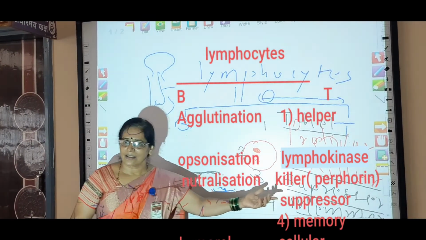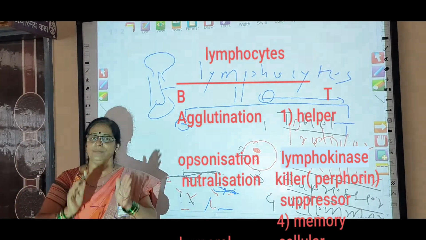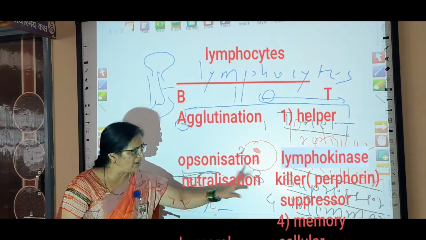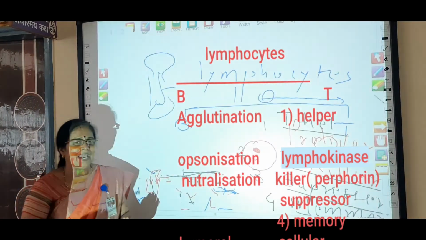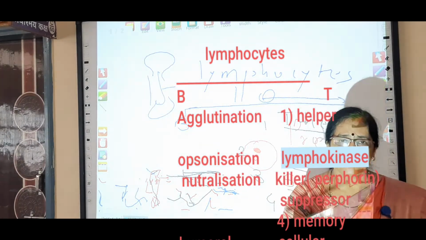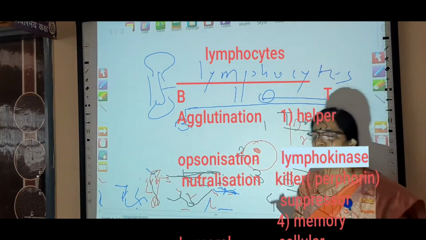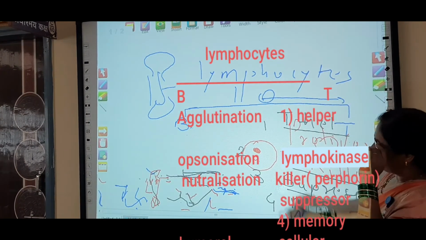Suppressor cells suppress our immune system during this process. That's why they are called the suppressor cells. And the memory cells mean whatever antibodies are produced during the first encounter remain in the body, and they are produced immediately during the second encounter. So these are the four cells.